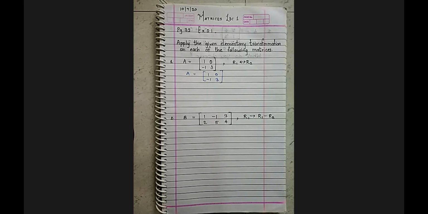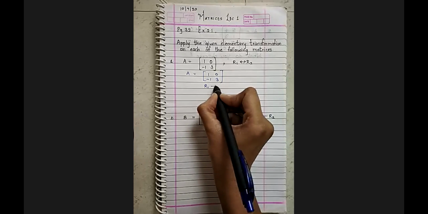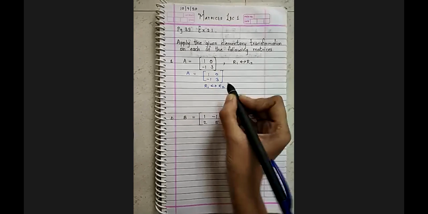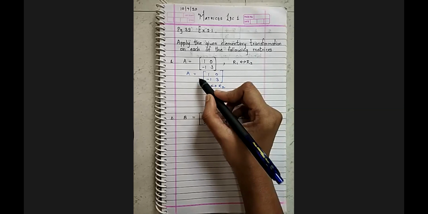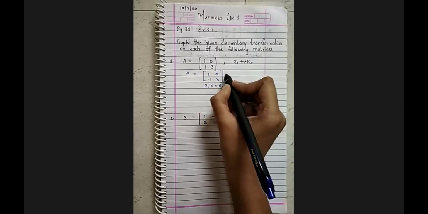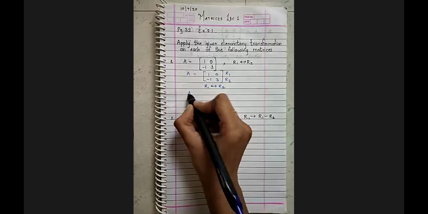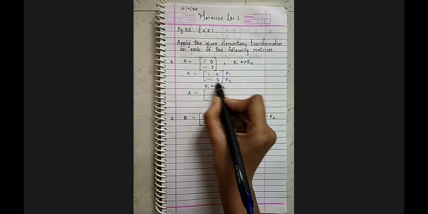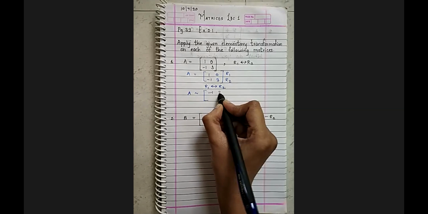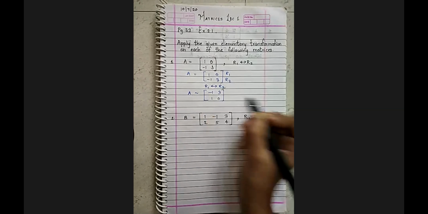Now, what does the transformation say? The transformation says R1 interchanges to R2. That means R1 elements will shift to R2 and R2 elements will shift to R1. So this is your row 1 and this is your row 2. So the transformed matrix will be -1, 3, and this will shift down. So this is your answer.